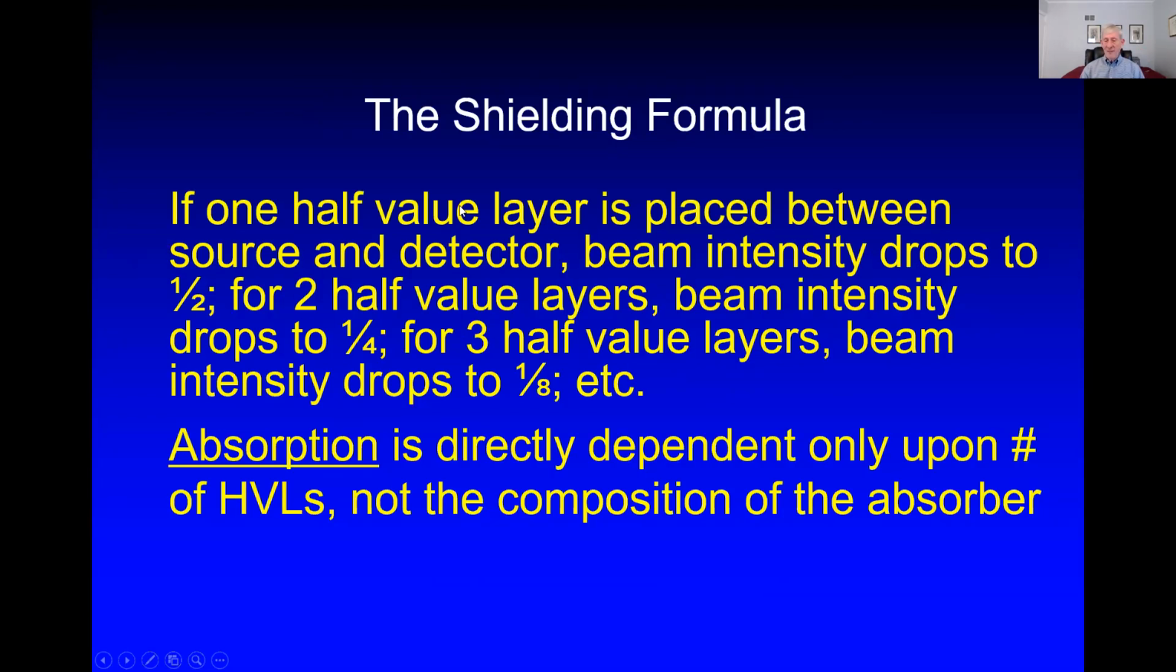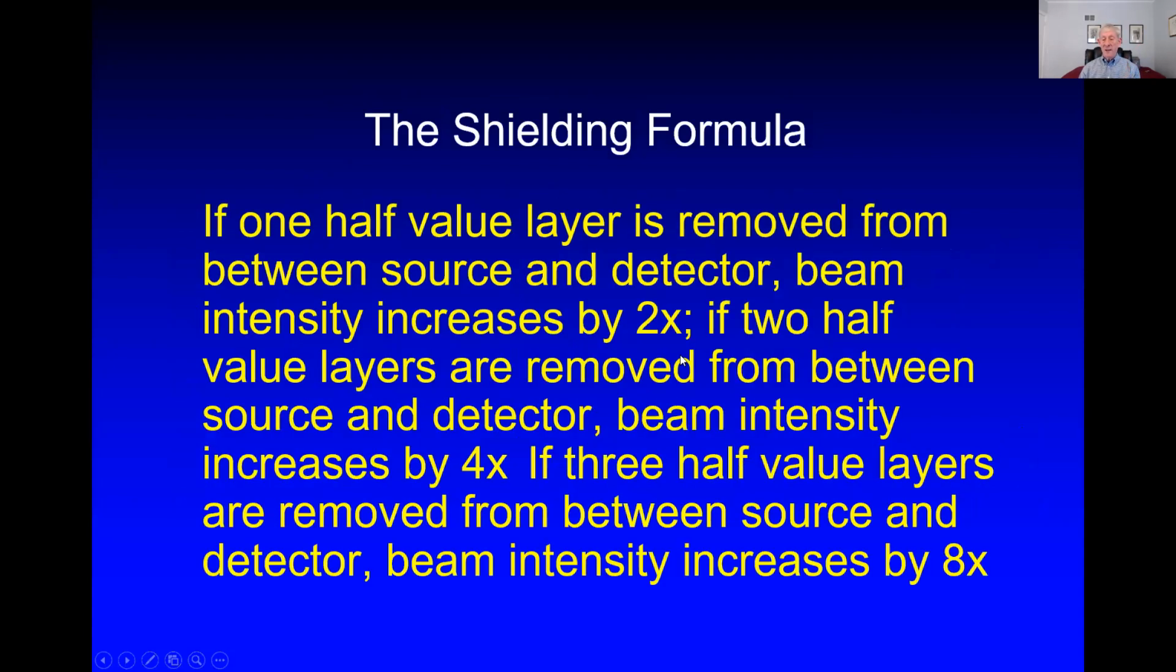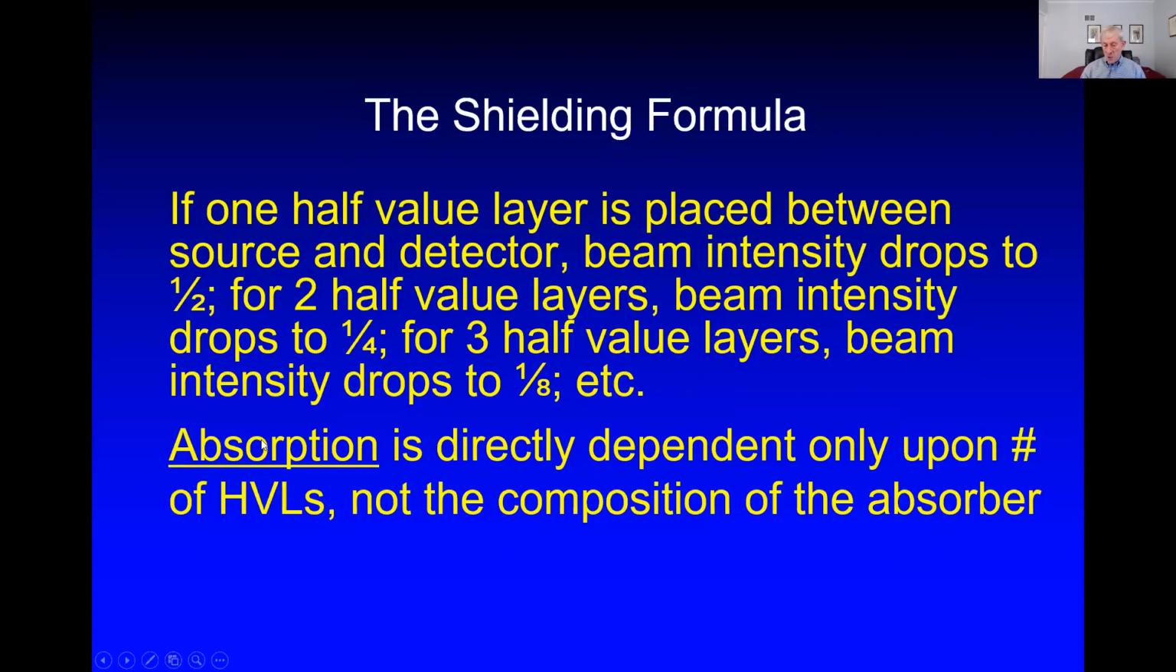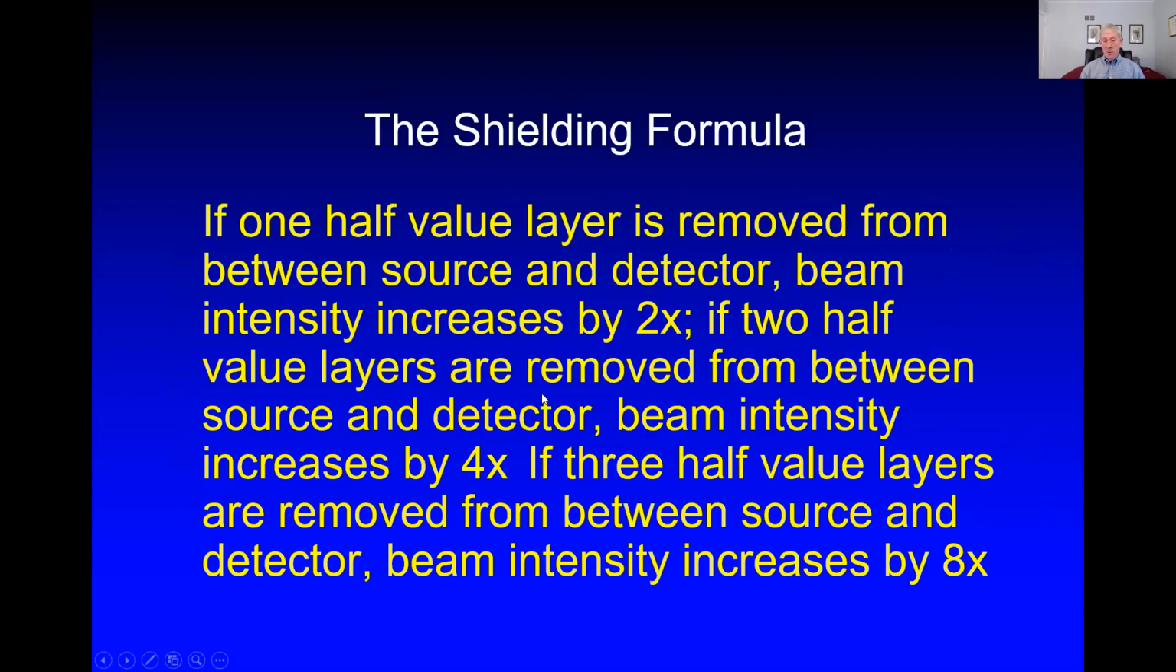Now, this slide should look very familiar to you. Before it said 1 half-life. After 1 half-life, how much do we have left? We have 1/2. After 2 half-lives, we have 1/4. Same thing is true here. As we go from 1 to 2 to 3 half-value layers, we go from a half to a fourth to an eighth to a 16th to a 32nd to a 64th. And as we take out half-value layers, every time we take a layer out, we double it. Take out 2 layers, quadruple it. Take out 3 layers, octuple it. So here, absorption is only dependent upon n, the number of layers, not the composition. And that's, of course, true whether you're putting them in or taking them out.